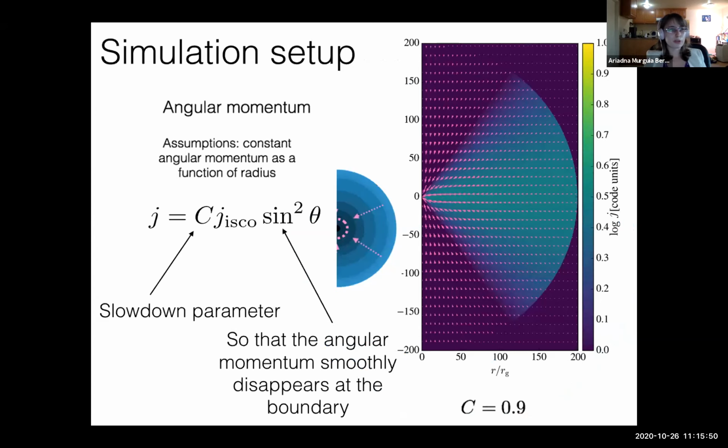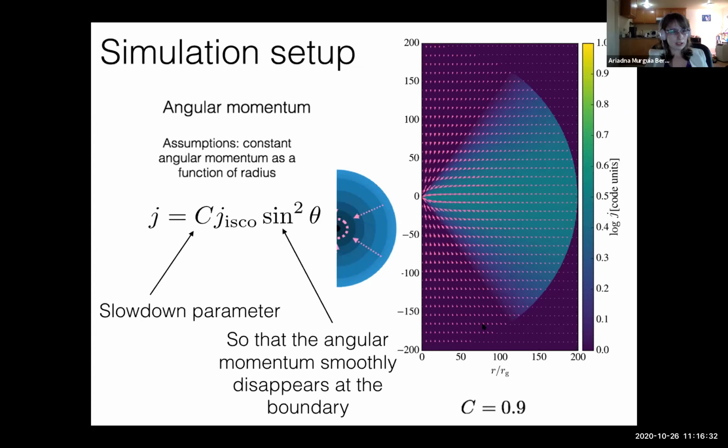The angular momentum, of course, is going to be the key parameter in our simulations. So what we're going to do is assume constant angular momentum as a function of radius. And we're going to set it to be a fraction of the angular momentum at the ISCO, which is in theory the critical angular momentum at which a disk forms. I'm going to add this slowdown parameter right here. I'm going to call this a slowdown parameter, and it is a parameter that we will vary throughout the simulations. And we're also going to add an angular dependence, but this is just so that the angular momentum disappears at the boundaries.